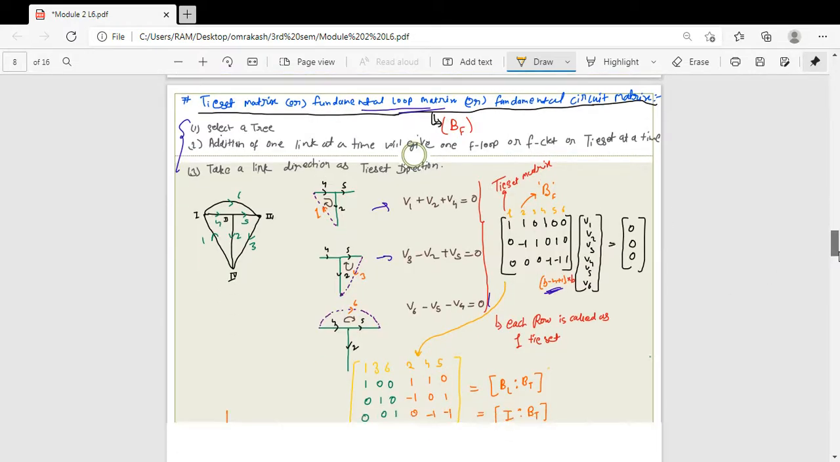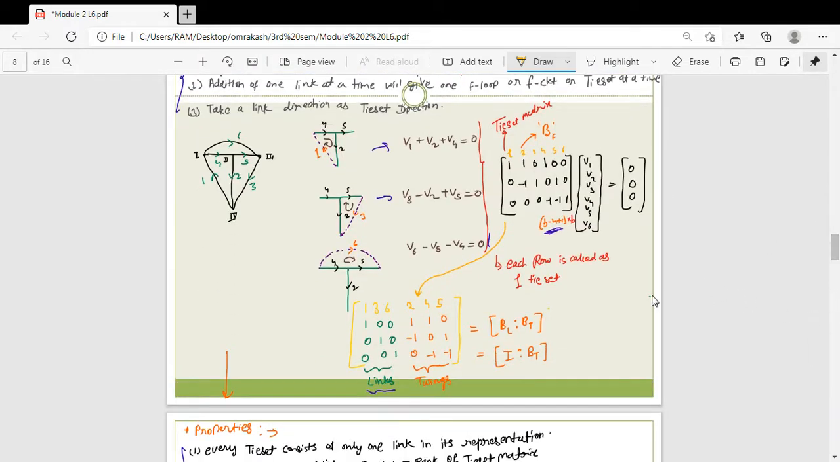Now when I write the matrix, you can easily find that your matrix is in this format. This matrix is called a tie-set matrix, or you can say B suffix f. Now what is the order of that matrix? It is b minus n plus 1 into b.